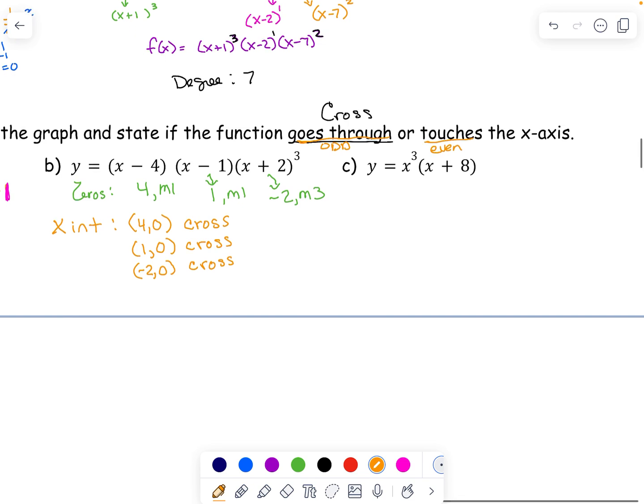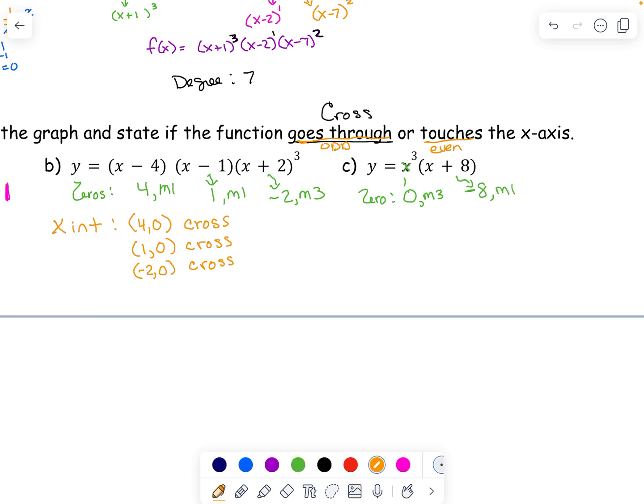All right, let's look at our last one. Now here's something that I just want you to realize. If you just have x and it doesn't have anything with it, that 0 is just going to be 0. And in this case, it has multiplicity 3 because of the exponent. And this one is going to be -8, and it has multiplicity 1.